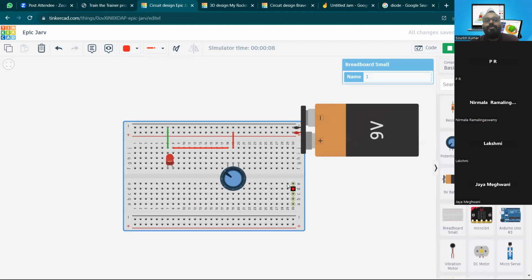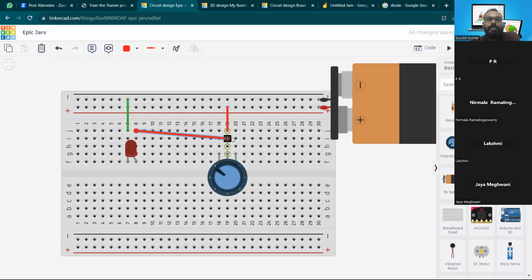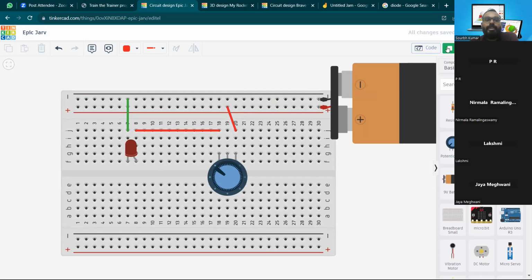Let me tell you one practical thing. This wire, this connection to the potentiometer, this positive terminal, please do connect it to terminal 2. Just once, try. It was glowing. Let me connect this one to terminal 2. Not this one, the red middle one. This one to terminal 2. Let me hit the simulation.